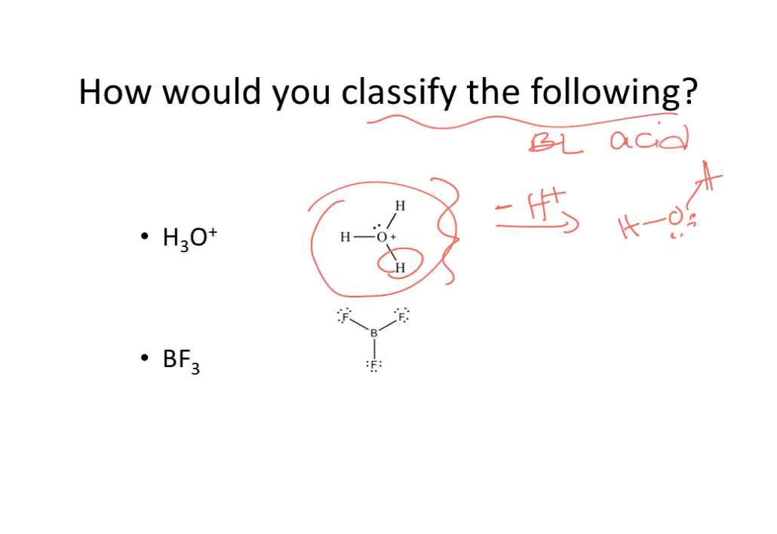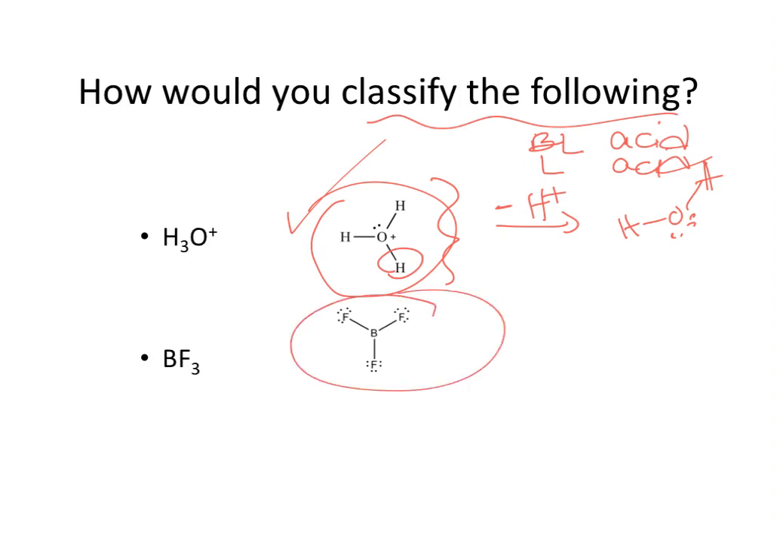Can it be a Lewis acid? Well, I don't know if you remember me saying in the beginning of the lecture, but any Bronsted-Lowry acid or base is also automatically a Lewis acid or base because the Lewis definition is the most broad. So yes, it can also be a Lewis acid. So I would say the first one can be both. Let's look at the second one.